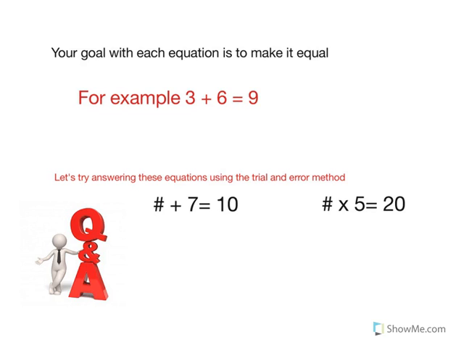Your goal with each equation is to make it equal. Let's have a look at this one for example. 3 plus 6 on the left-hand side equals 9, and the 9 is on the right-hand side already. So therefore, these are equal.